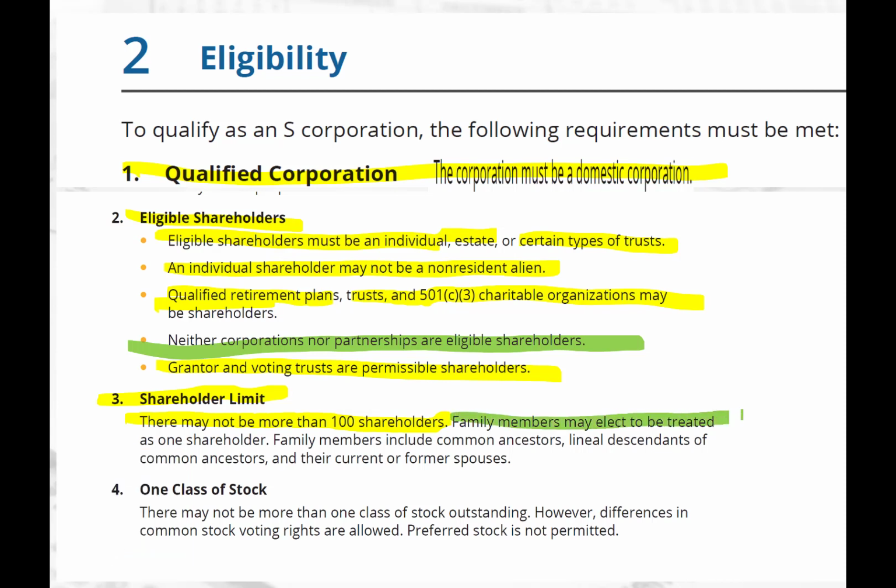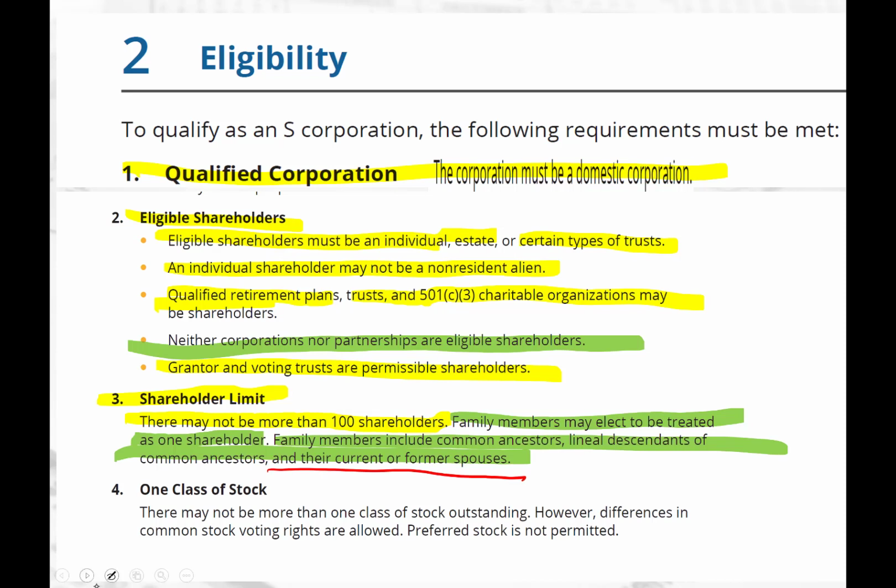Okay, family members may elect to be treated as one shareholder. Okay, so you could have 5 different people, all the same family. They're counted as one against the total of the 100. Okay, and you can see that family members include sort of the usual suspects. Interestingly, former spouses also apply, and I think they're probably looking at there was some sort of ownership before the divorce. They don't make them give up that ownership for qualifying for the 100 shareholders just because of a divorce.